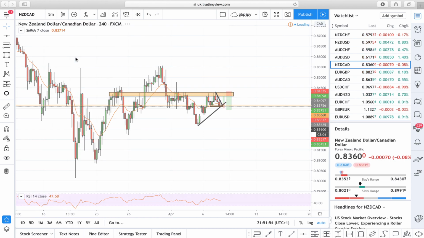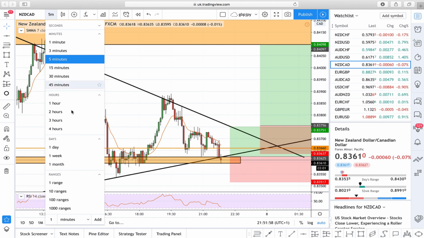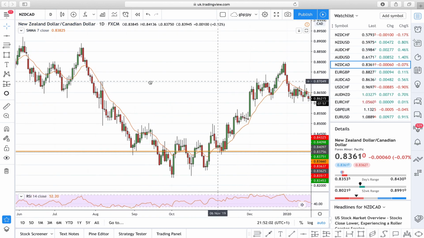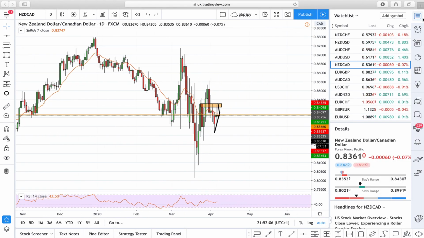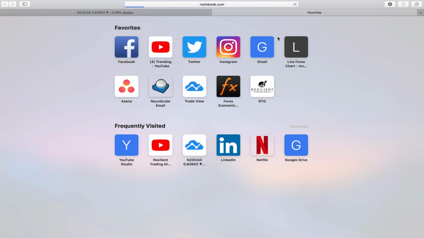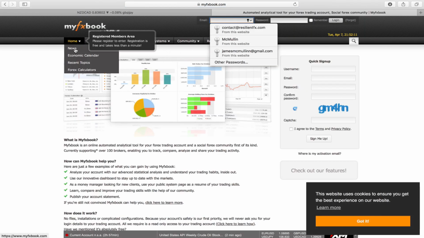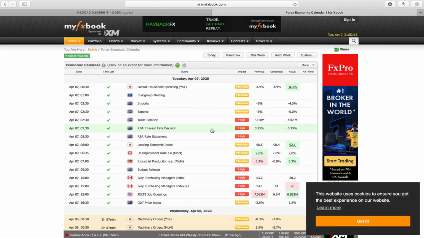Scalping, you're using a 5-minute and just your support and resistance. Day trading, you need to be really looking at how the pair's been moving for the last couple of days, and using everything that you can, and also remembering to use my FX book to understand what's coming out in the economic calendar, which is going to affect the pair for a longer period of time.